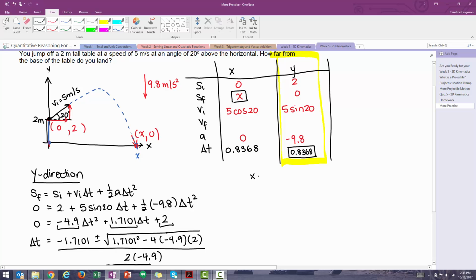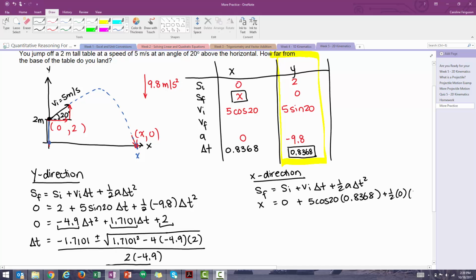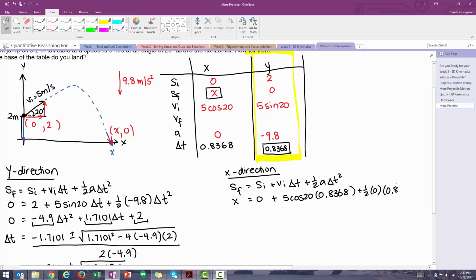So I'm going to work with my x direction, and I'm going to solve for my x final. So I'm going to use the same equation, S final equals S initial plus V initial delta t plus 1/2 a delta t squared. I'm going to put in all the things that I know. So S final is x, S initial is 0, plus V initial is 5 cos 20, delta t is 0.8368, plus 1/2 0, delta t 0.8368 squared.